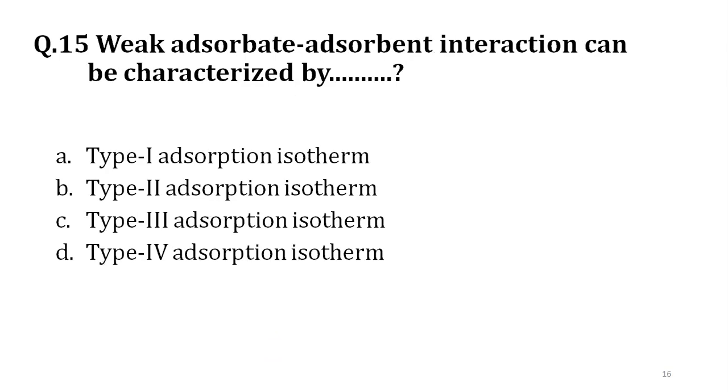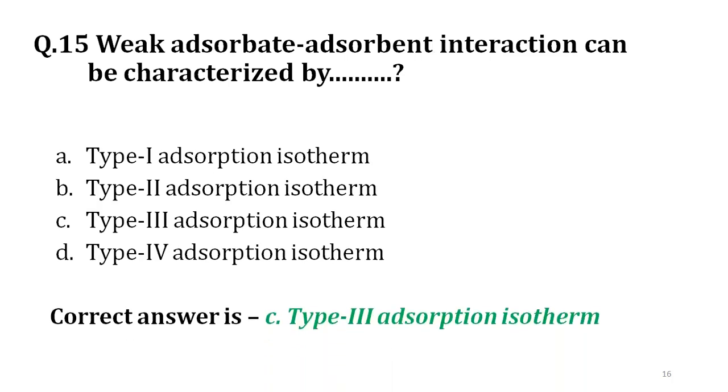Question 15, weak adsorbate-adsorbent interaction can be characterized by? Option A, type 1 adsorption isotherm; B, type 2 adsorption isotherm; option C, type 3 adsorption isotherm; and option D, type 4 adsorption isotherm. Five types of adsorption isotherm are there, and each one is characterized by a special type, depending upon the nature of the adsorbate and adsorbent. So the correct answer is option C, the type 3 adsorption isotherm.